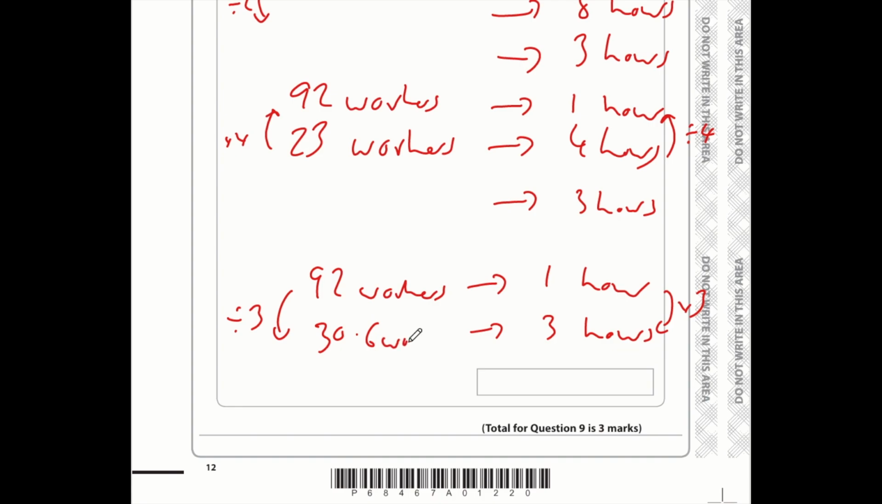30.6 workers. Now, do we round to 30 or 31? 30.6 is close to 31, but we need to think logically. If we have 30 workers, that will increase the amount of time, so it will be greater than 3 hours. Fewer workers means more time. More workers means less time. It can be quite confusing, this indirect proportion here. So here we need to round it up to 31 workers, and it might mean the job gets done slightly under 3 hours, but better for it to be under the 3 hours than over the 3 hours. So there's our answer, 31 workers.